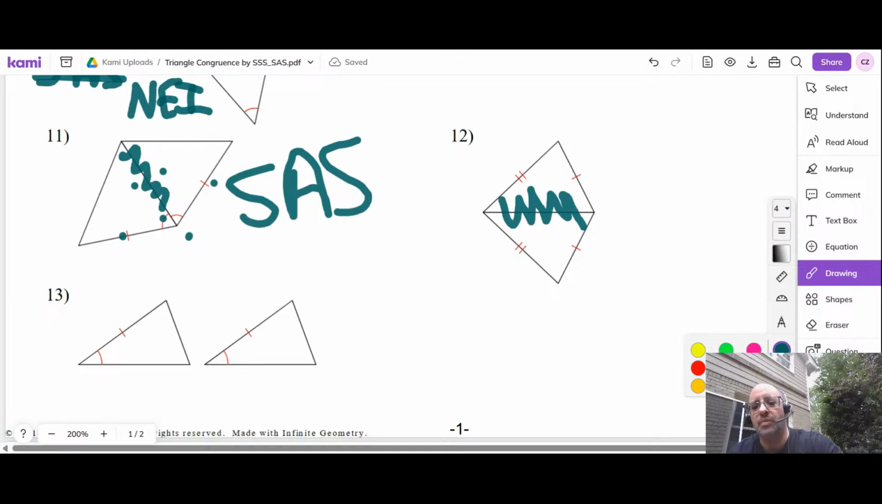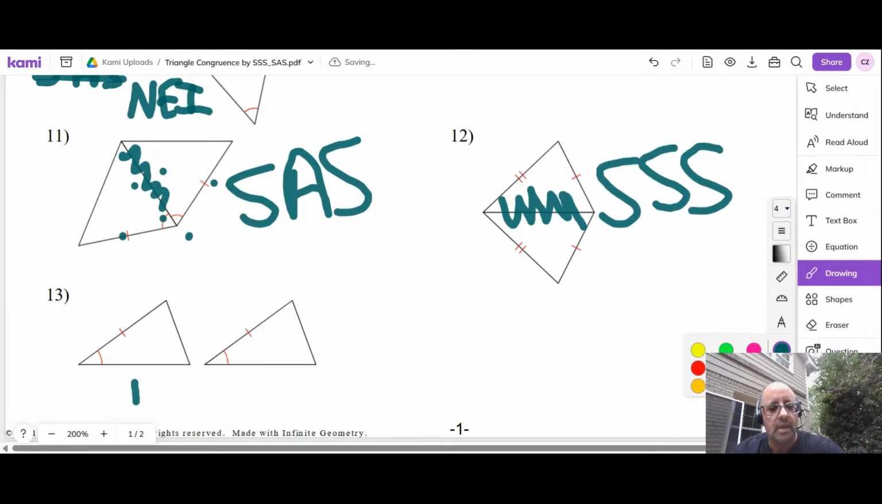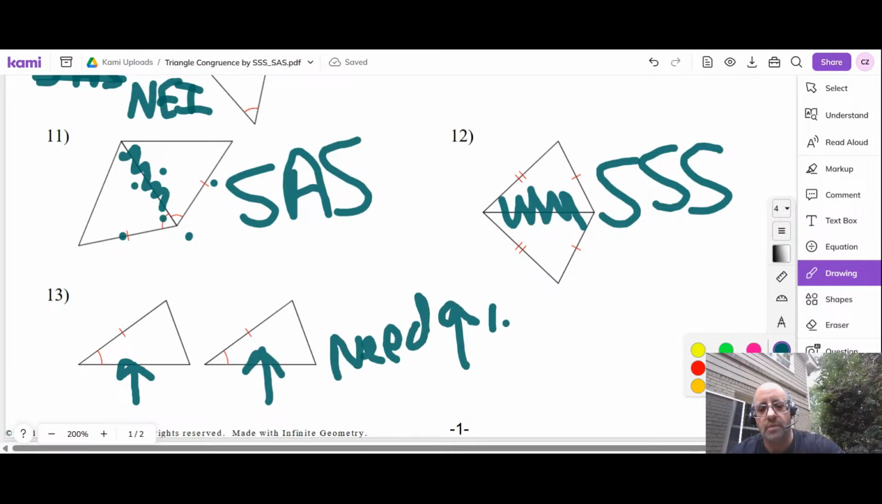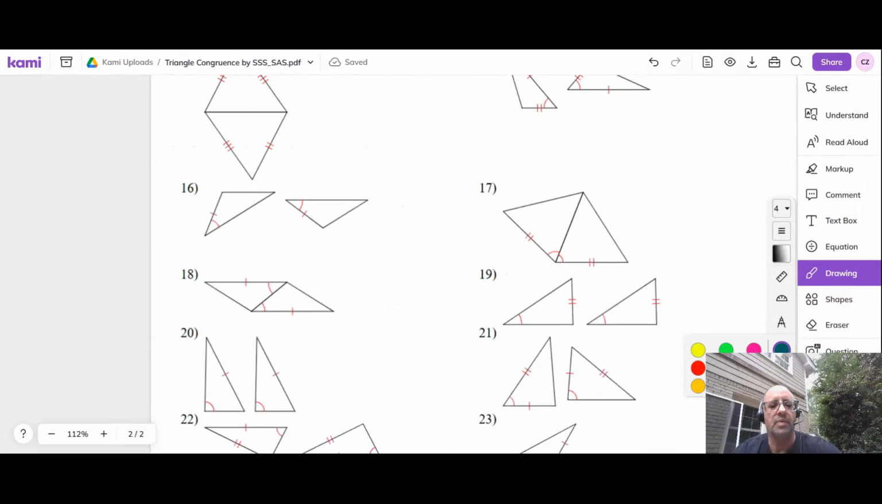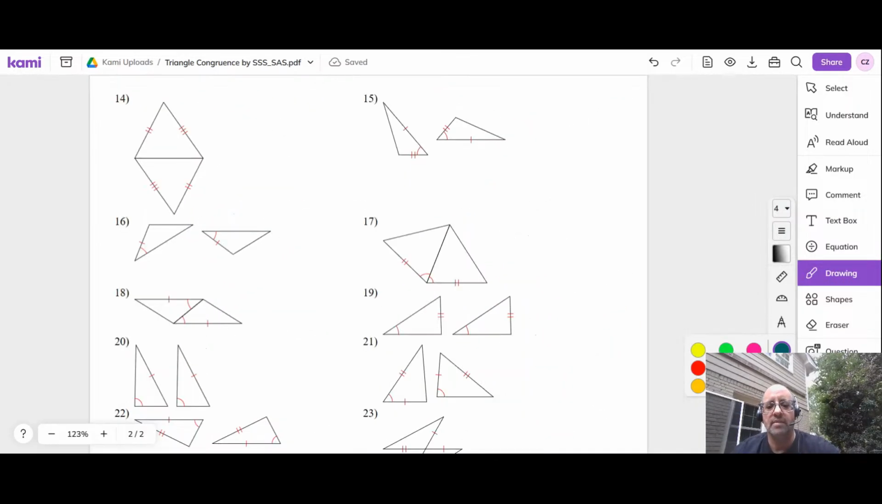This one is a bit more obvious. There are no angles marked, and you would need those. So, there's not enough information. And there you have some basic examples. You'll notice that some of these are still not enough information.